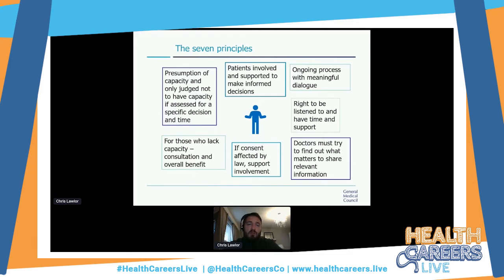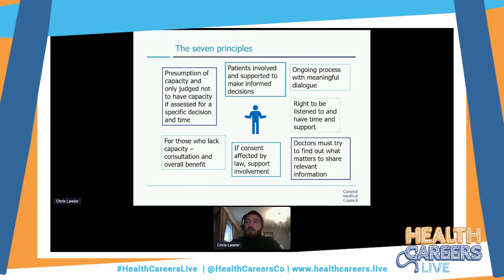So if you are talking to a patient about potential future treatment, they're likely to have lots of questions about that, and you've got to give them the time to ask those questions and give them the time to reflect and think about the discussions that you are having with them.